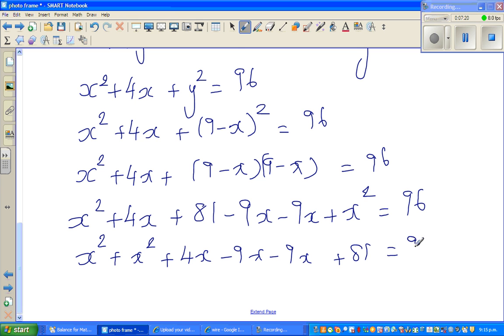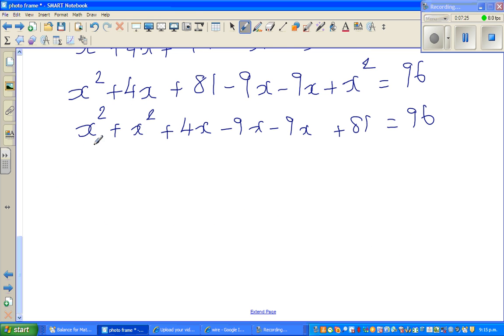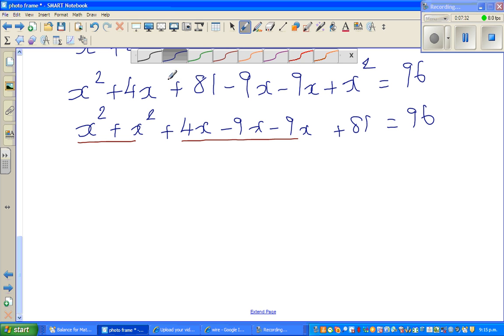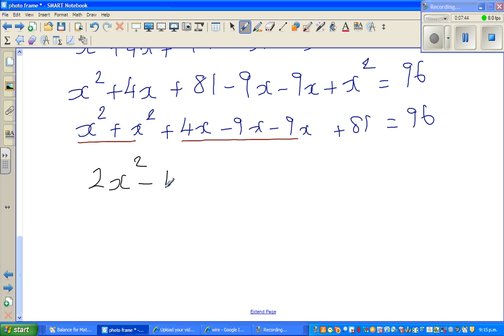I'm doing it in more steps so that you don't make mistakes. And even if you make mistakes, you can always go back and check. So you got this group, this is the other group. So this is 2x squared. Now, this is 4x minus 18x, which is minus 14x. I'm taking away 96 from both sides. So it is plus 81 minus 96 is equal to 0.